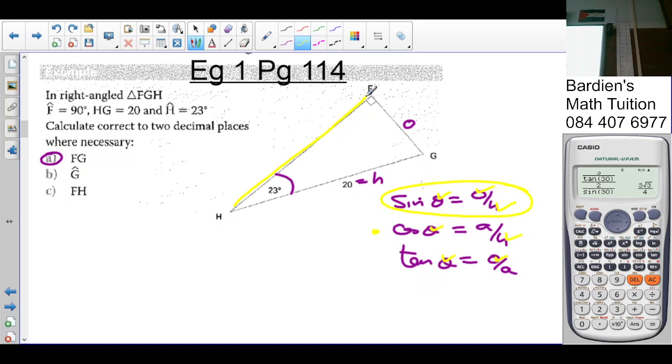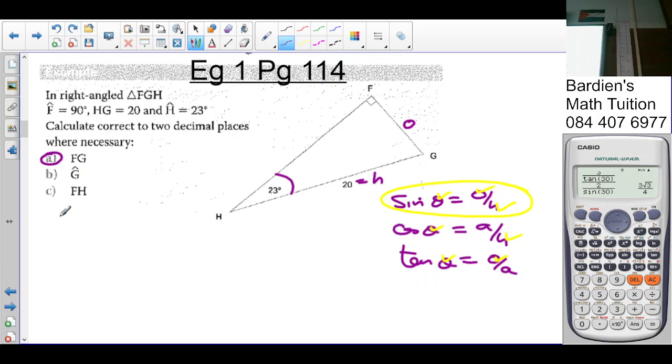But they asked us with regards to FG. And we're not picking up FG when we use cos. However, tan, we are picking up FG, but we don't have the adjacent side. Does that make sense? Okay. Go back. Alright, so we said we're going to use sine.